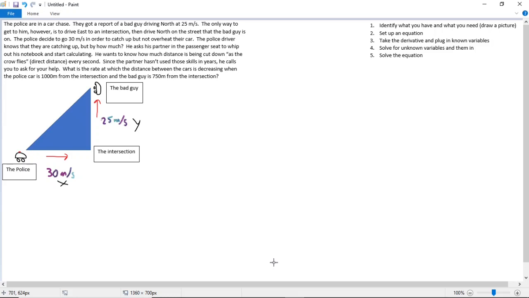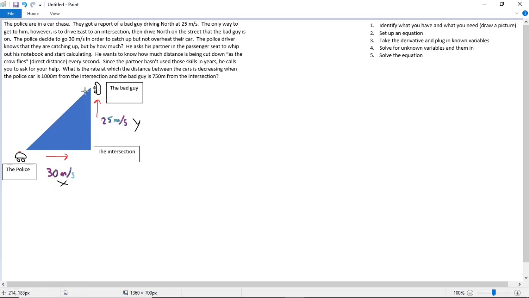So, step number 1, identify what you have and what you need, and also draw a picture. So, here's the picture. I drew it beforehand. You have the little triangle here. Here's the intersection. The police are driving east at 30 meters per second, and then the bad guy is driving north at 25 meters per second.